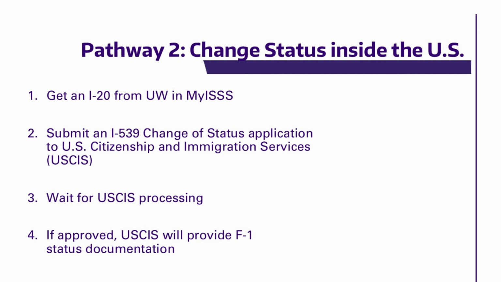The second pathway is to change status inside of the U.S. The steps to request change of status inside the U.S. require that you: 1. Get an I-20 from UW in My ISSS. 2. Submit an I-539 change of status application to U.S. Citizenship and Immigration Services, or USCIS. 3. Wait for USCIS processing. Processing times can take anywhere from 6 to 12 months. 4. If approved, USCIS will provide you your F1 status documentation.